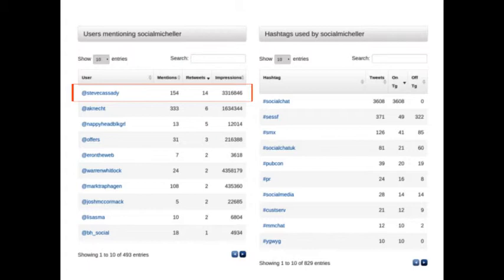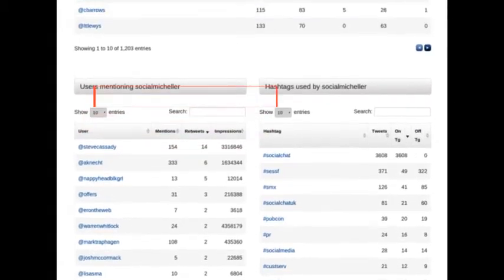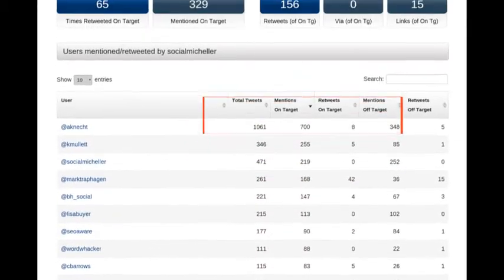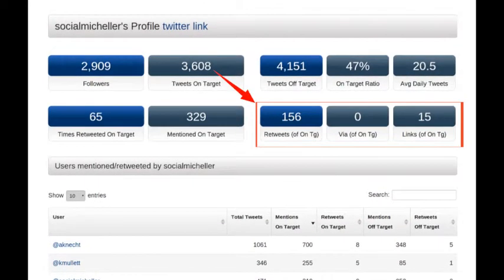By default, the table is sorted by retweets. But if we're more interested in the mentions, we can sort it by those and see who the user is who retweeted her the most. We might then want to know about Social Michelle's own activity, about her 3.6 thousand tweets on target, and learn that 156 of those were retweets, 0 were via mentions, and only 15 of them contained links.